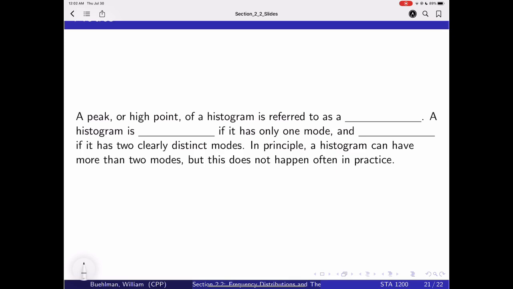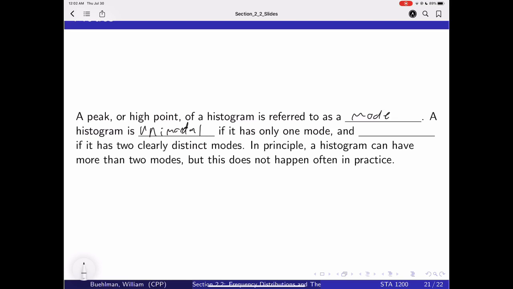So the final thing we're going to cover is mode. A peak or high point in a histogram is referred to as the mode. A histogram is unimodal if it has only one mode. Uni meaning one, so unimodal is one mode.